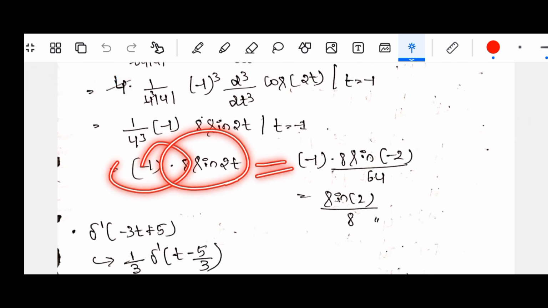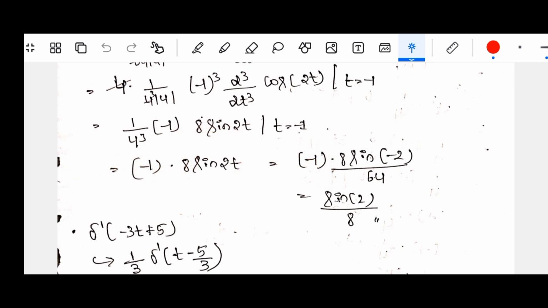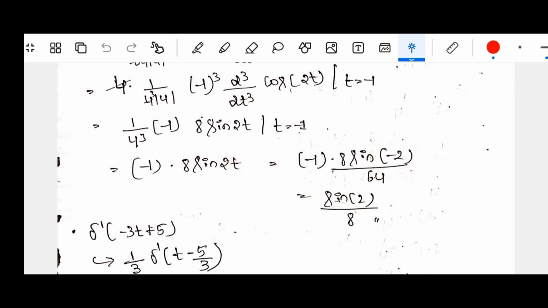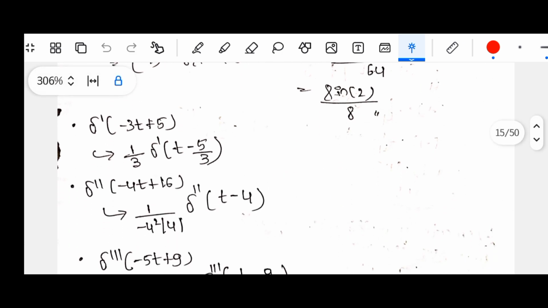So if we solve this, take minus 1 into 8 into sin of minus 2 divided by 64, where t is equal to minus 1, so minus 1 into 2 will be minus 2. Therefore the final answer will be sin of 2 divided by 8. This is the final answer.